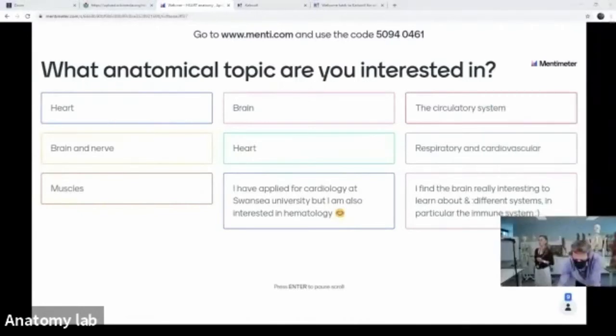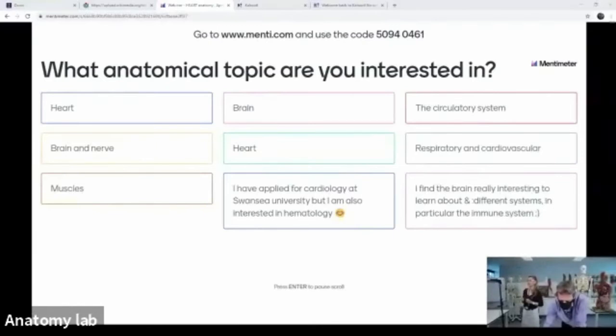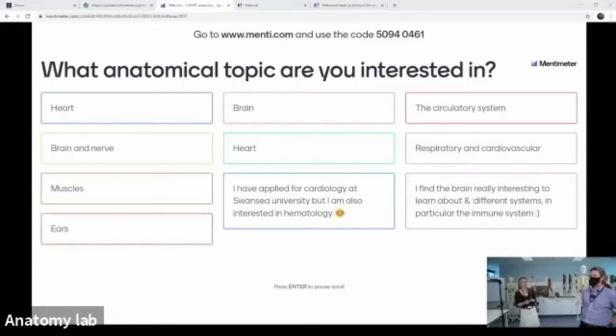So what anatomical topic are you interested in? The circulatory system, respiratory, cardiovascular, heart, brain and nerve? Oh, lovely. So who is interested in the brain? You are very brave, because that's a very difficult topic, but very interesting. Yeah, most of the people are interested in the cardiovascular. The heart is quite essential because it actually feeds the brain as well with the oxygen. So it's essential that the heart is working well. Learn about different systems, in particular the immune system. Right. Okay, thank you very much. So as far as I can see, we chose a good topic because they are interested in the heart.